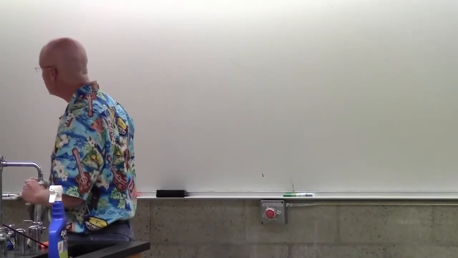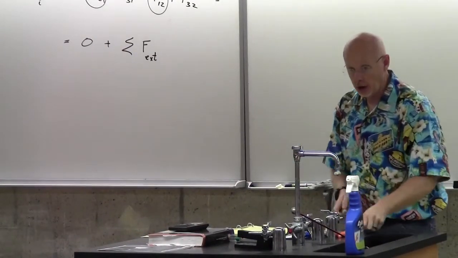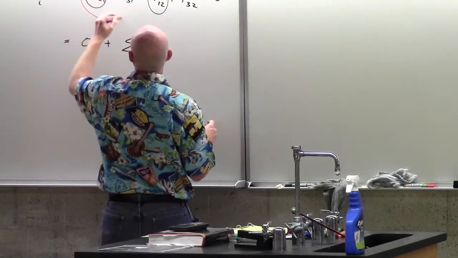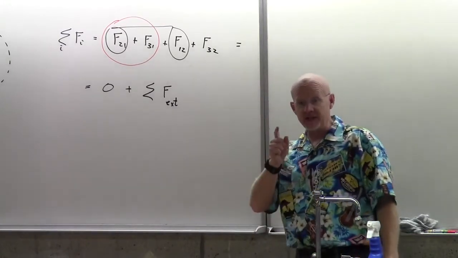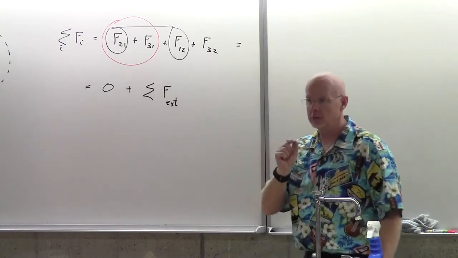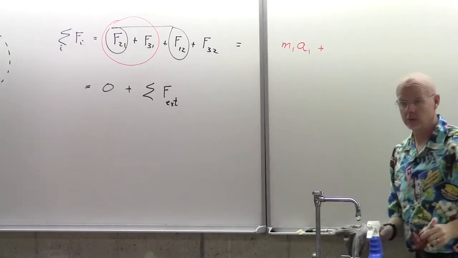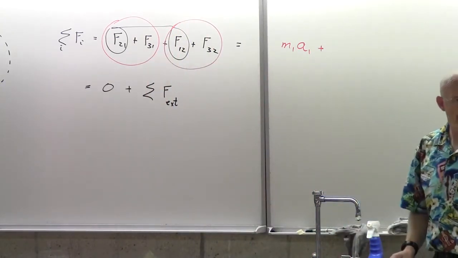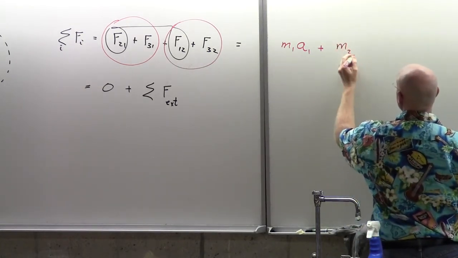But I'll continue. Because let's take a closer look at this equation from a different point of view. I'll change colors. What would you say about the sum of those two? Isn't that the sum of all the forces on just object number 1 alone? So wouldn't that be mass 1 times acceleration of number 1 alone? What would this be? Wouldn't that be the net force on object number two? And so this would be M2A2.